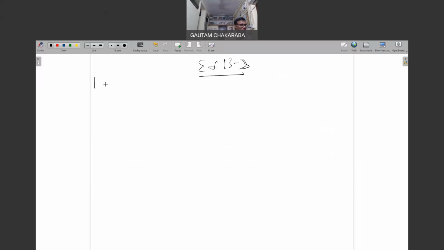13.3. A metallic sphere of radius 4.5 centimeter is melted and recast into the shape of a cylinder of radius 6 centimeter. Find the height of the cylinder. That means sphere and cylinder. The radius of the sphere is 4.2 and the radius of the cylinder is 6 centimeter. Okay, find the height of the cylinder.